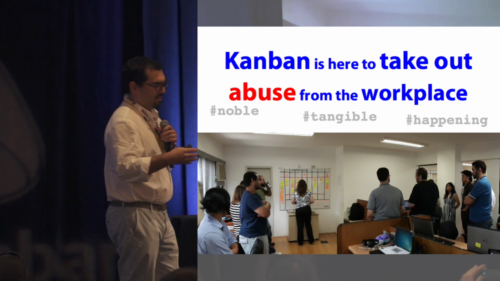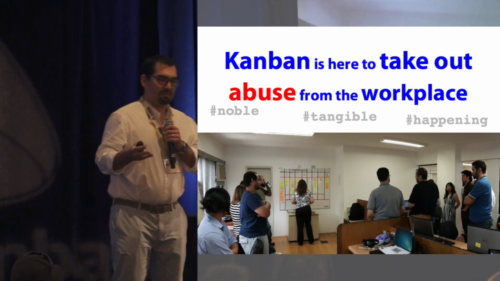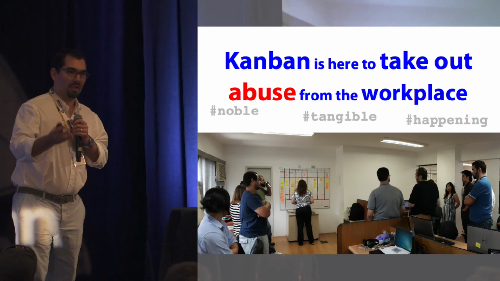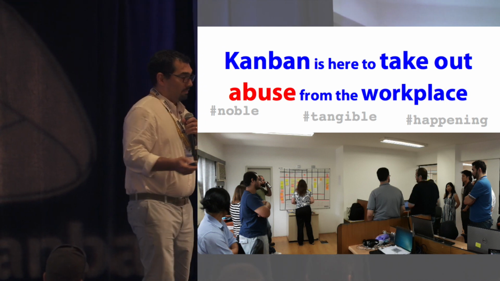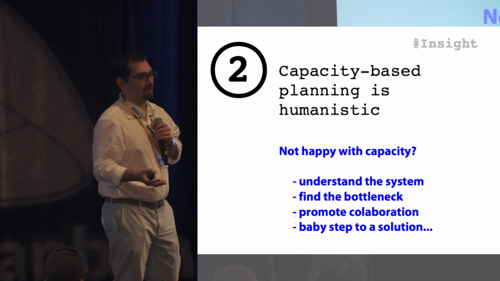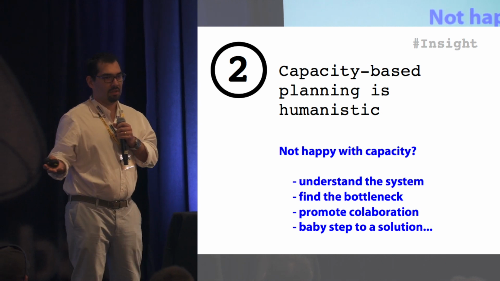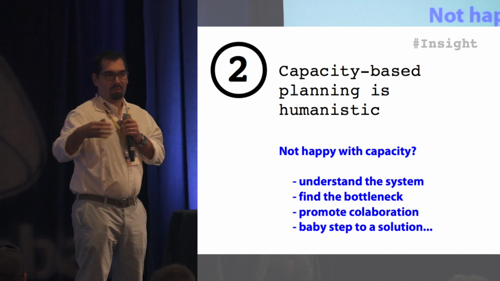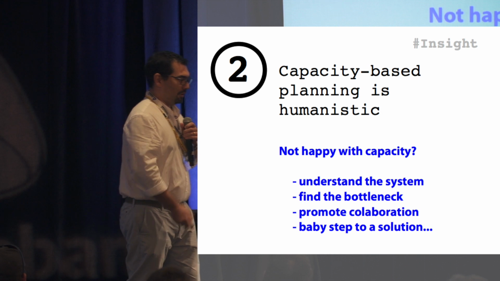And I see that it's really noble, this is tangible, and the good news is that this is really happening, okay? I see it on my clients, I see it on the market. Kanban is really taking out the abuse from the workplace. And, well, people ask, what if I'm not happy with my capacity right now, okay? Well, Kanban is going to tell you something like, we'll improve the system, okay? And Kanban is going to tell you to try to be a step to a solution, okay? This brings me to my point number 3.